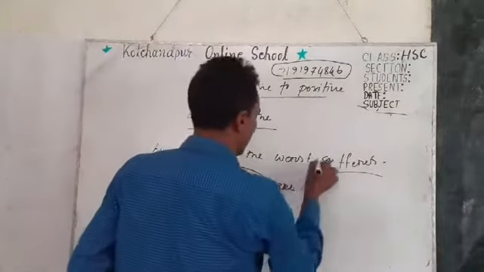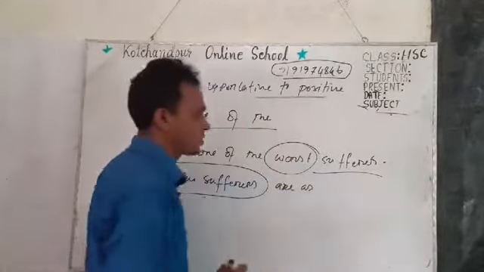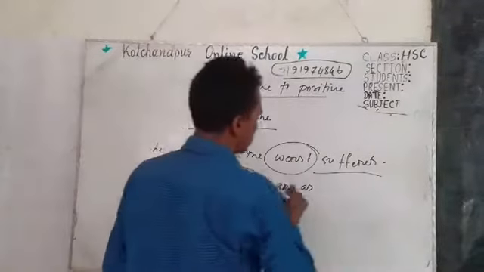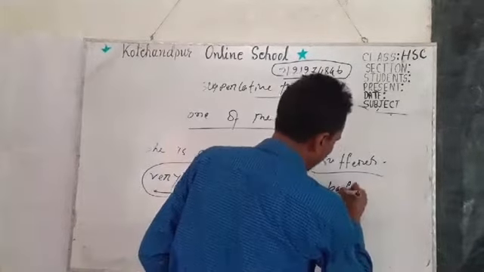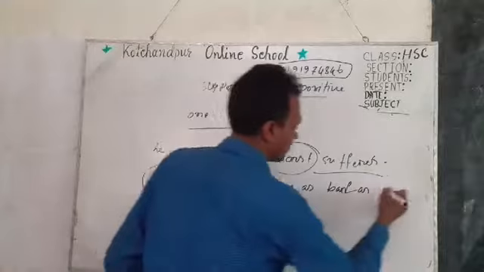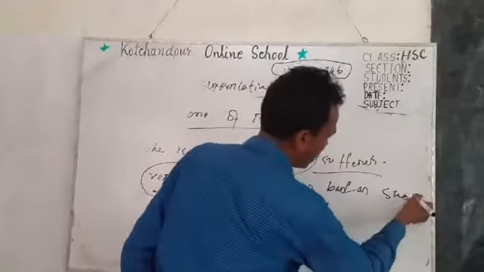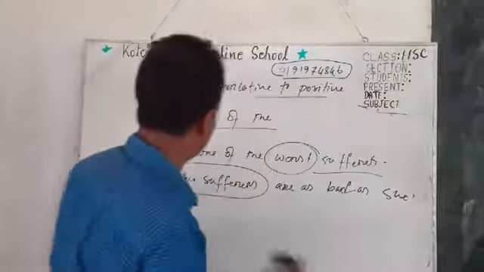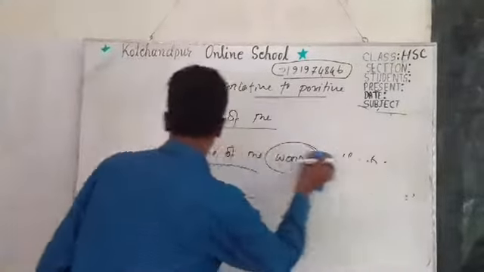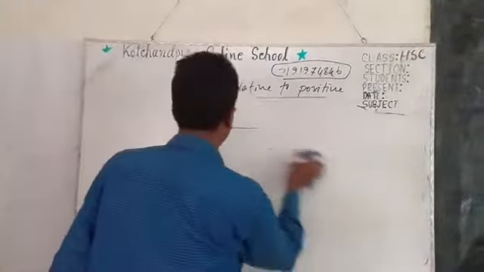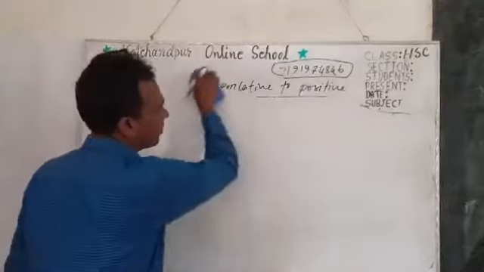And degree 1 of worst. Here the positive form is bad, and the subject here is she. Okay, are you clear? I think that it is very clear for you. Okay, I have wiped out all the examples of that. Now I will go to another example.